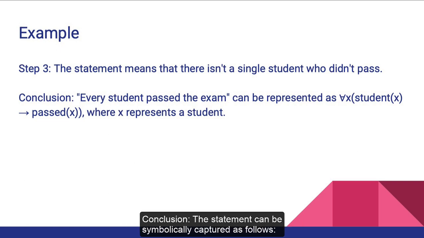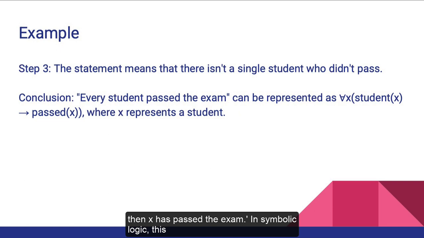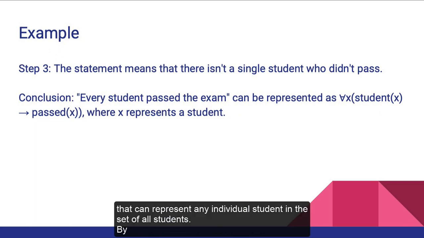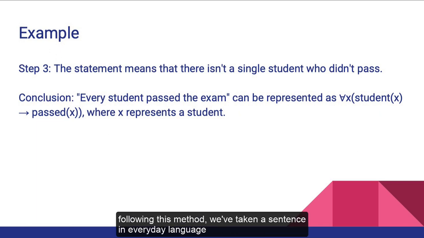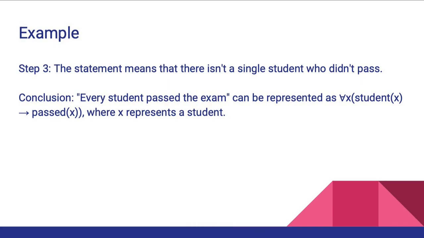Conclusion. The statement can be symbolically captured as follows. For every individual X, if X is a student, then X has passed the exam. In symbolic logic, this is usually represented using specific symbols for all and implies. Here, X is a variable that can represent any individual student in the set of all students. By following this method, we've taken a sentence in everyday language and translated it into a precise, logical form. This helps in deeper analysis and a clearer understanding of the statement's meaning.